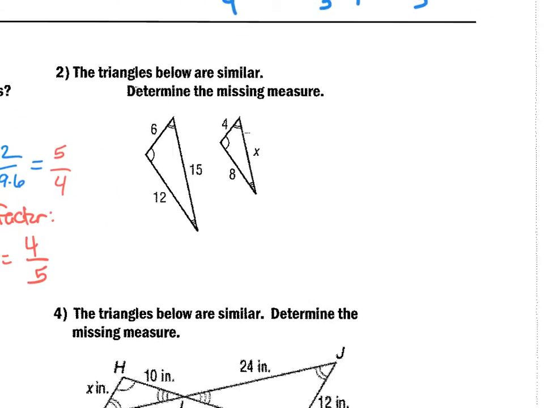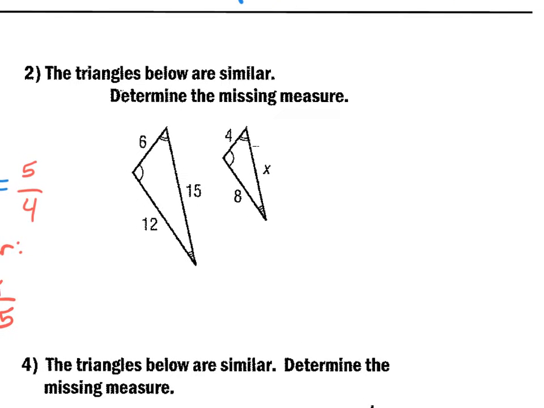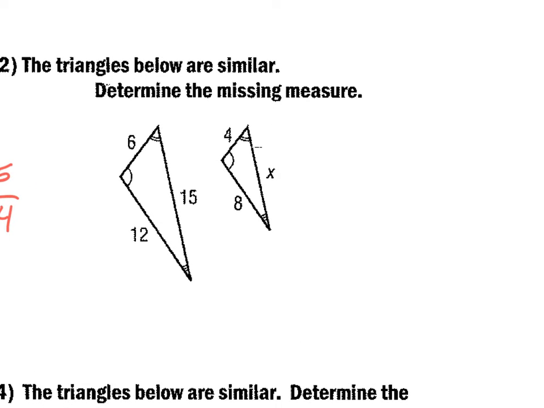Number 2, the triangles below are similar. Determine the missing measure. Okay, this makes a little bit more sense. So they don't give you letters on this one. They don't label them, but I'm going to label those angles because they kind of do that for you at least. They give you those rings. So this is angle 1 because there's just one ring. 2, 2 rings. 3, 3 rings. Same thing here, 1, 2, and 3.